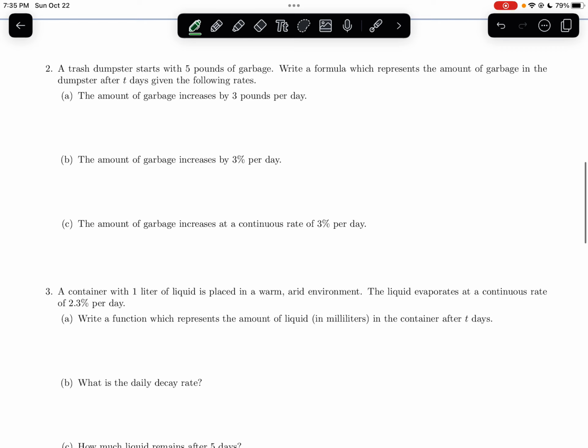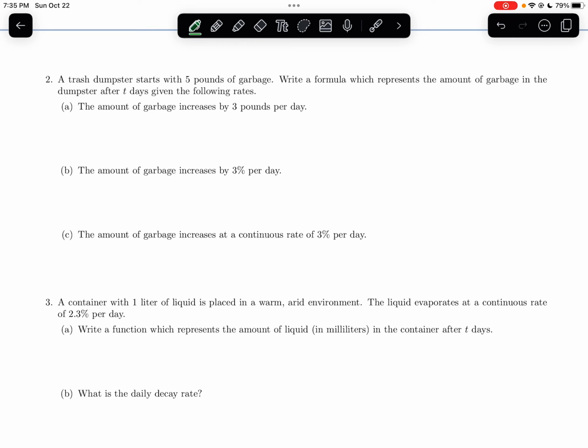Under question 2, a dumpster starts with 5 pounds. Write a formula which represents the amount of garbage t days after, given each one of these different scenarios. So if it increases by 3 pounds per day, this is linear, right? If it's increasing by an amount and it's not a rate, it has to be a linear function. You initially have 5, and this is the slope. So this is a classic chapter 2 problem, 5 plus 3t.